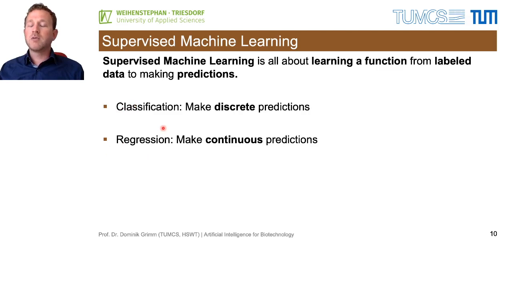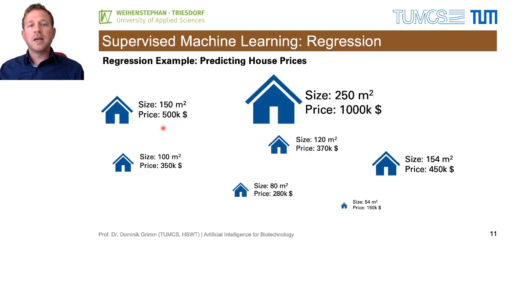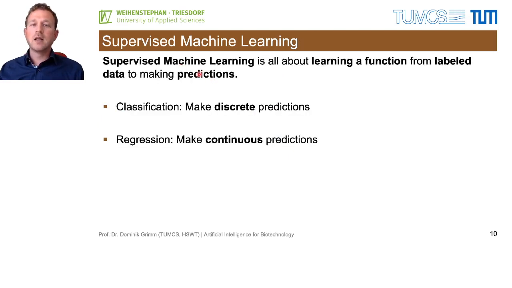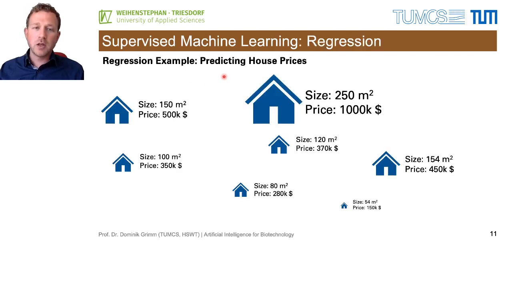In classification, we like to make discrete predictions. And in regression, we like to make continuous predictions. What I mean with this, I will explain in two examples in the next few slides. So, regression. In regression, I said we like to make continuous predictions. So let's say we like to predict the prices of a house. I also said before, in supervised learning, we need labeled data. So if we look at the sentence here again, supervised learning is all about learning a function from labeled data to make predictions. So we would like to make predictions in this example.